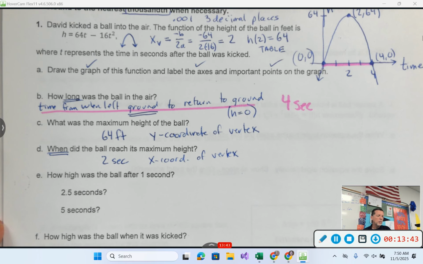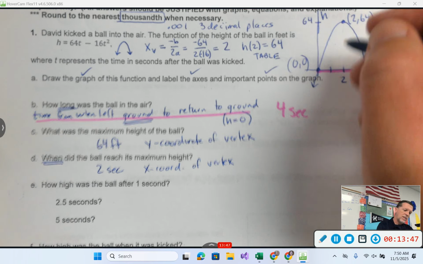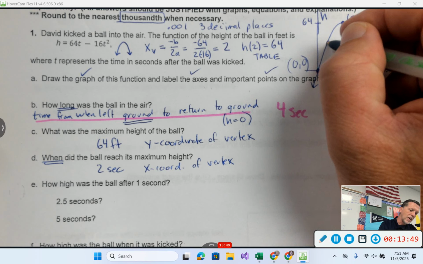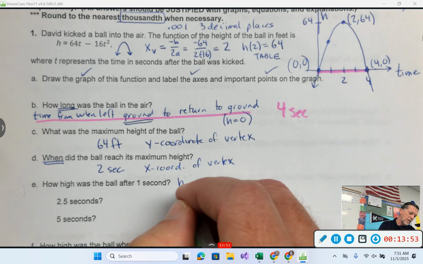Okay. How high was the ball after 1 second? I don't think that one's on my graph. 48. I mean, it's kind of on my graph. It's right there, but I don't know what that is. You guys are saying 48. Where'd you get 48 from?